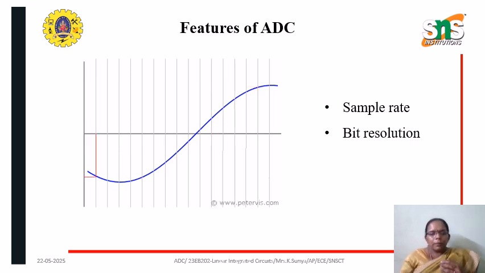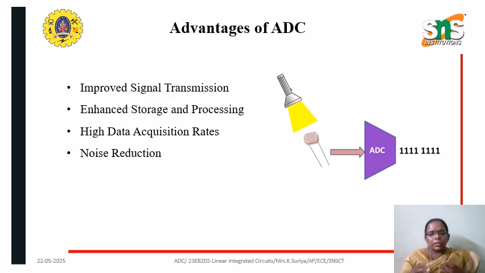Next one is we'll see about the advantages of analog to digital conversion. The first one is improved signal transmission. So the digital signals are more robust to noise and interference during the transmission compared to the analog signals, making ADC conversion essential for reliable communication. Next one is enhanced storage and processing. So here the digital data can be easily stored and processed using the digital devices and algorithms than the analog signals. So this is used in modern technologies.